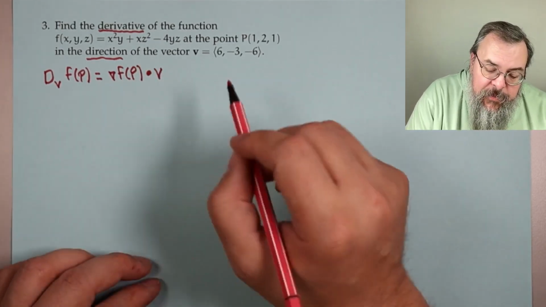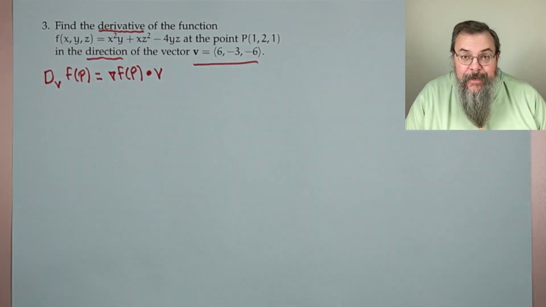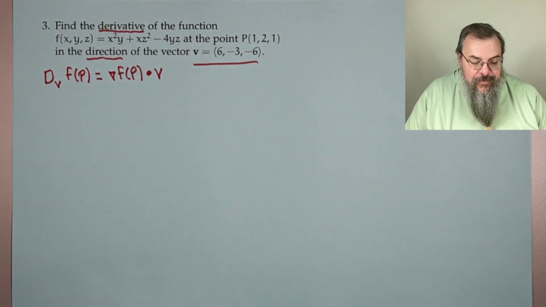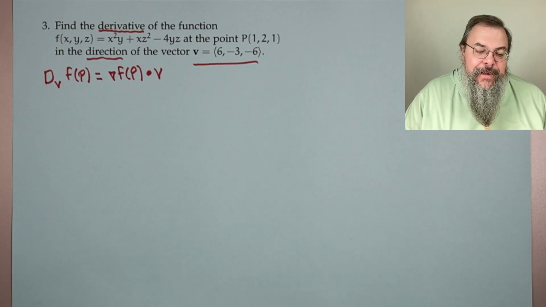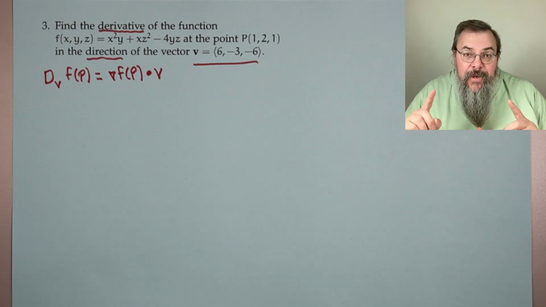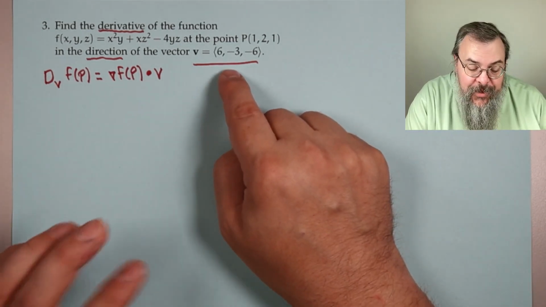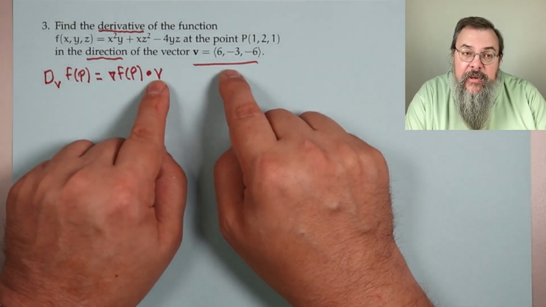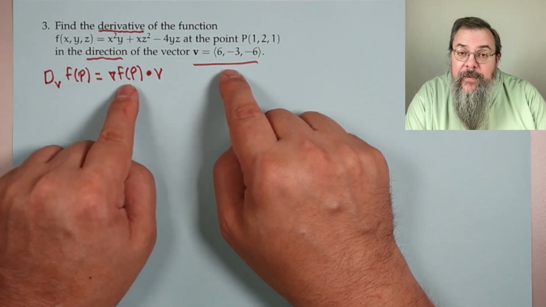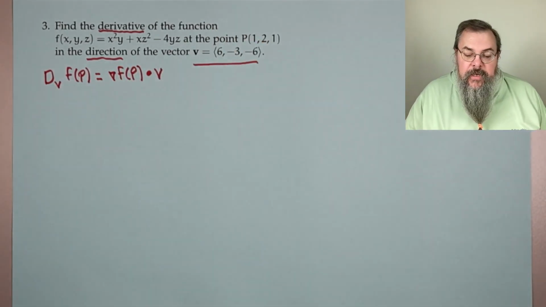Now, we have to be careful here. When we say V, is that V? No. Yes, it says V, but it's not the V we need. Remember, we're going to have to work with a unit vector. So we've got two things. We've got to make this into a unit vector, and we've got to find the gradient. So we have to do them both. It doesn't matter what order we do it in.